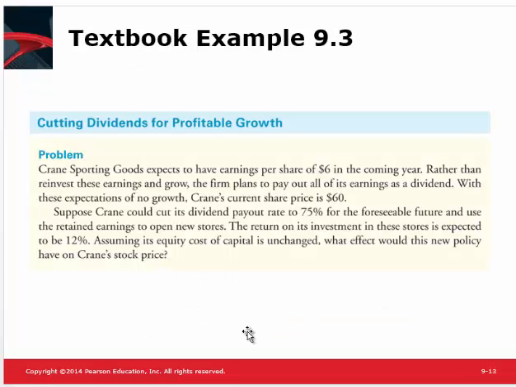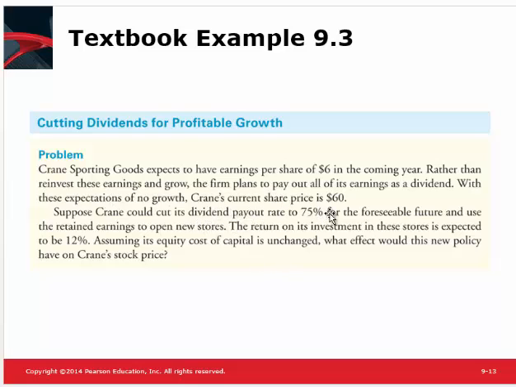So we have this Crane company. They're going to have earnings per share of $6 in the next year. Rather than reinvest those earnings and grow, they're going to pay out all the earnings as dividends. With those expectations, obviously, there can't be any growth.